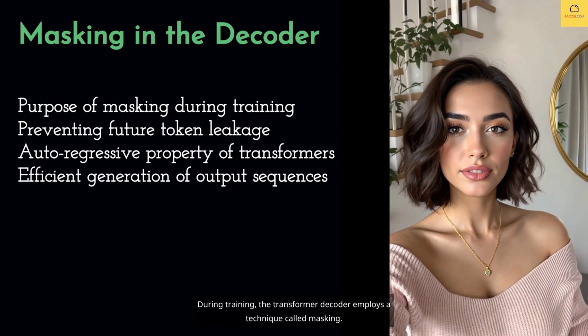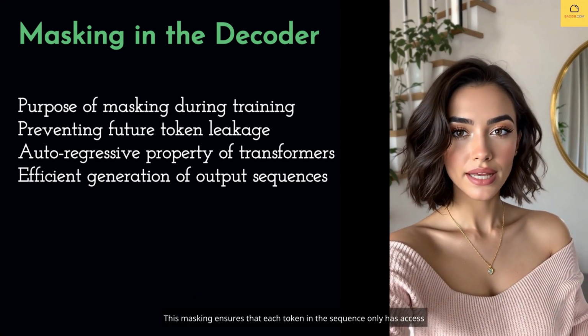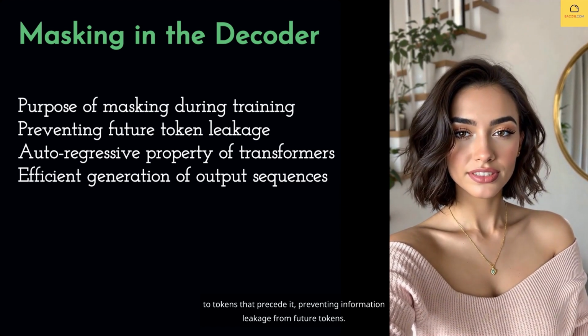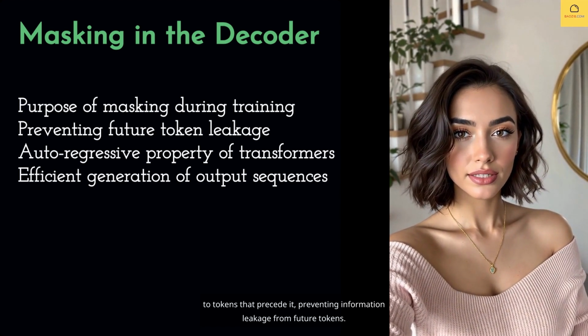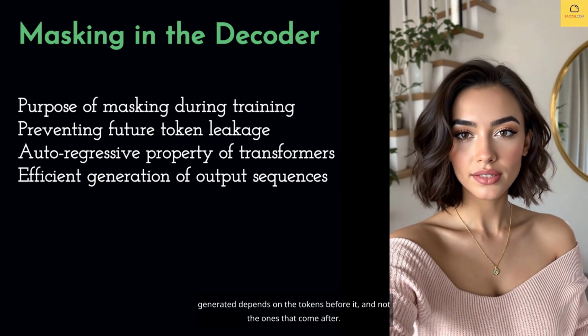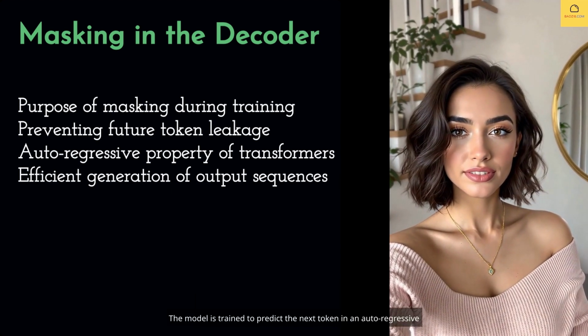During training, the transformer decoder employs a technique called masking. This masking ensures that each token in the sequence only has access to tokens that precede it, preventing information leakage from future tokens. This is crucial for tasks like text generation, where each token generated depends on the tokens before it, and not the ones that come after.